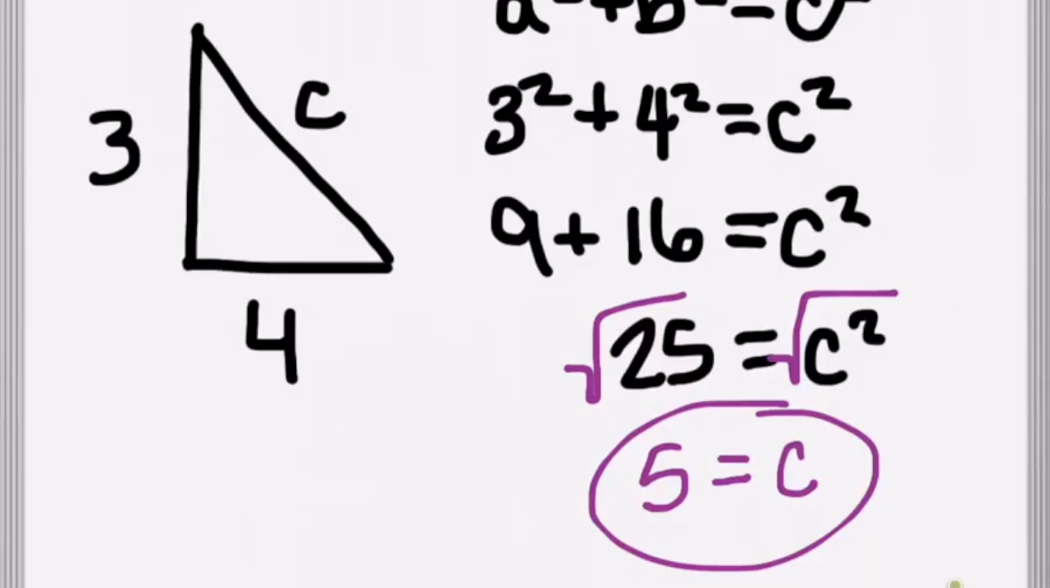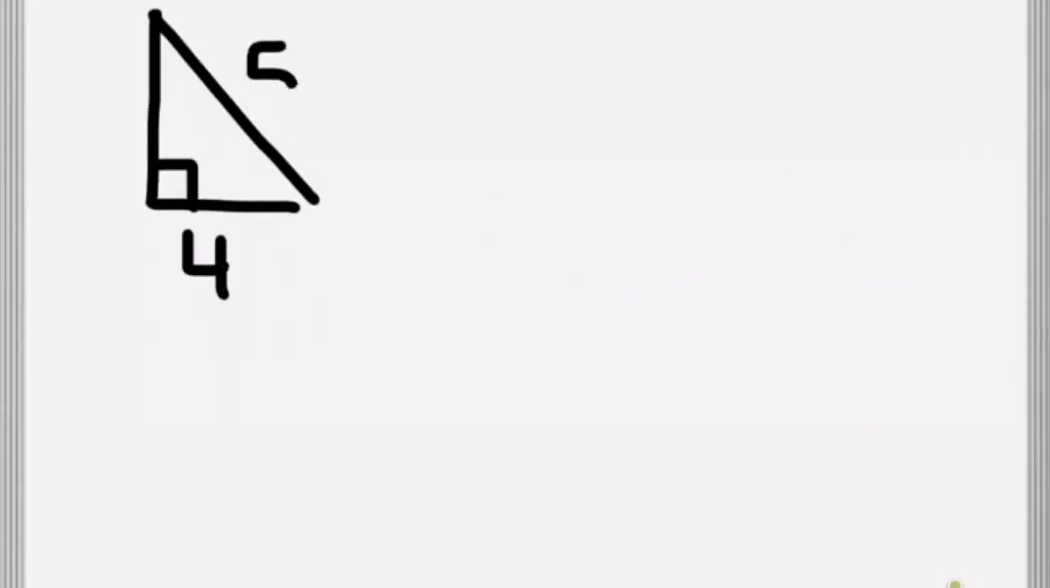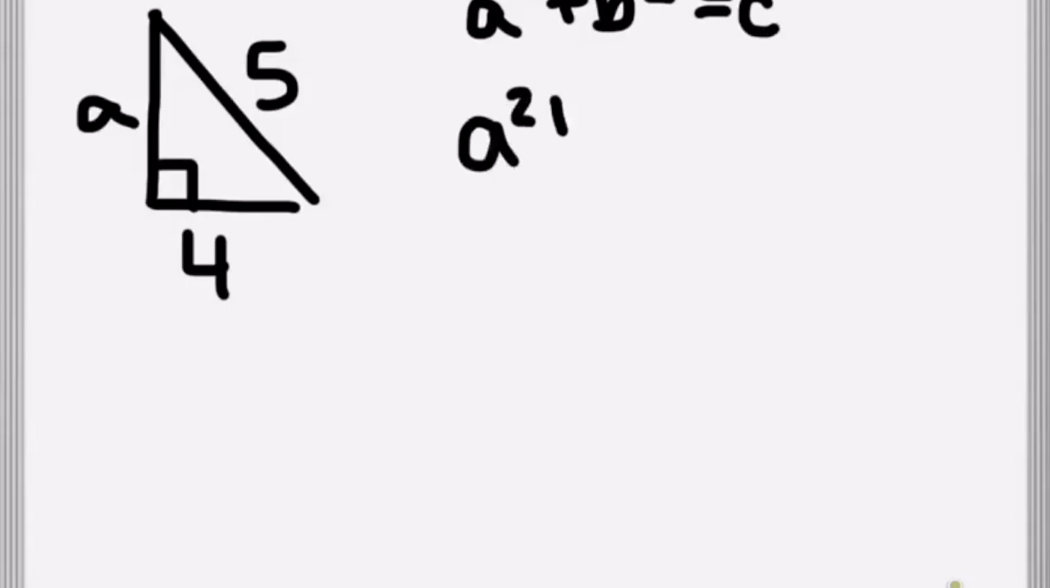Sometimes your missing side will not be your hypotenuse. It may look something like this. So, notice the hypotenuse is 5. It's the longest side of the right triangle. So when we plug it into our formula, it's going to be substituted in for c. If you set this up incorrectly, you will get the wrong answer. So this is a huge common mistake that is made.